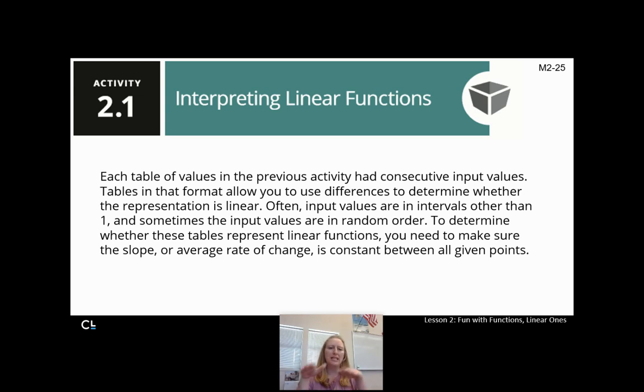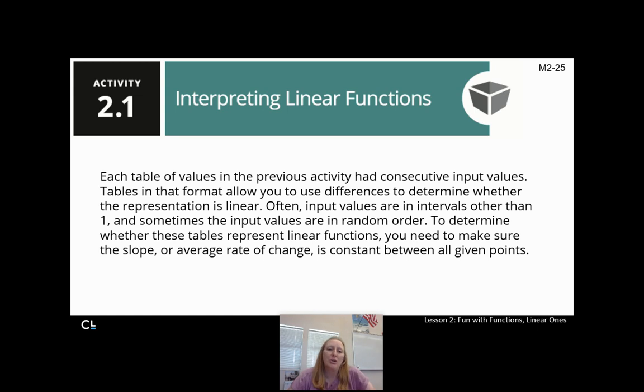So each table of values in that Getting Started activity, the previous activity we did, had consecutive input values, right? So 1, 2, 3, 4, or 6, 7, 8, 9 in our x's. So tables in that format allow you to use differences to determine whether the representation is linear. You can just find the difference in the y values. But often input values are in intervals other than 1. They're not even in order. Sometimes input values are in a random order. So you don't have 1, 2, 3, 4. You have 3, 6, 4, 8 for your inputs. It can be all kinds of things.